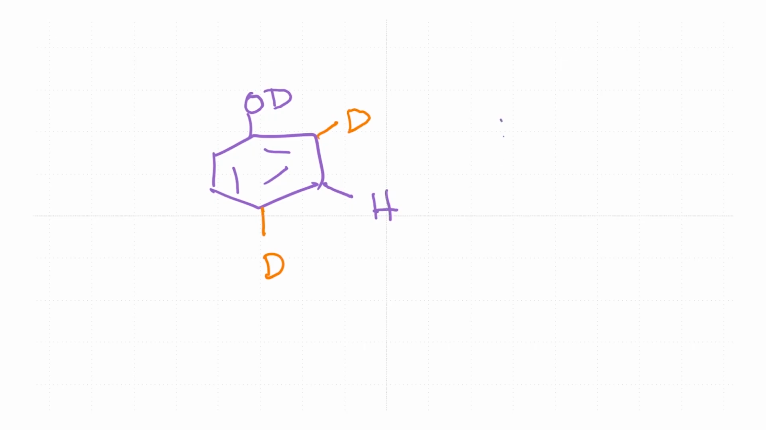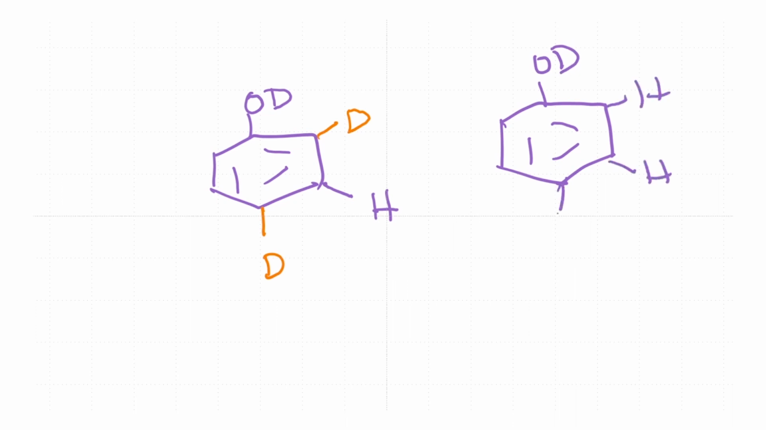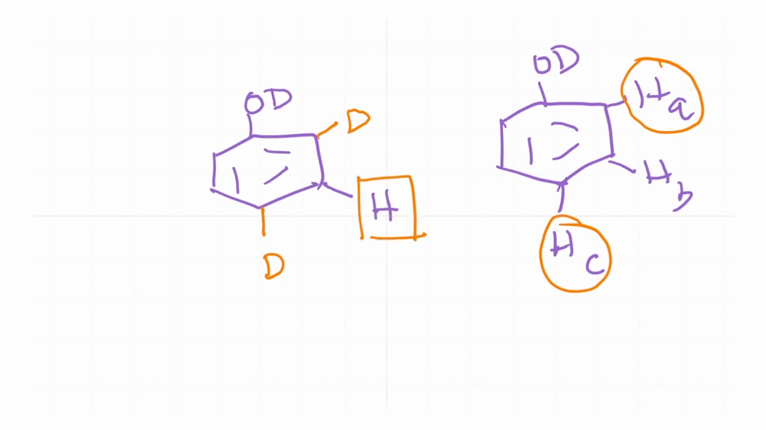So if I just draw out the original structure that we had, it was OD, H, H, H. So as we discussed, this is A, B, and C. So now this A is replaced by deuterium, C is replaced by deuterium, and so therefore you have only one signal in the NMR spectrum when you add D2O and D plus. So this is a very important experiment because this tells us that there is a substitution reaction that is happening.